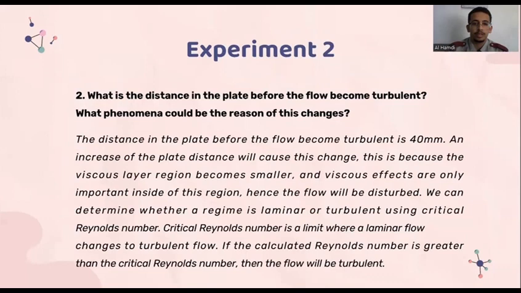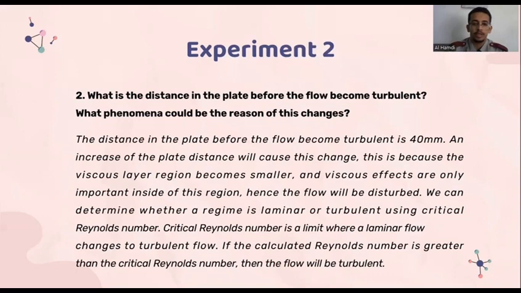Secondly, what is the distance in the plate before the flow becomes turbulent? What phenomenon could be the reason for this change? The distance in the plate before the flow becomes turbulent is 40 mm. An increase of the plate distance will cause this change. This is because the viscous layer region becomes smaller and viscous effects are only important inside this region. Hence, the flow will be disturbed.